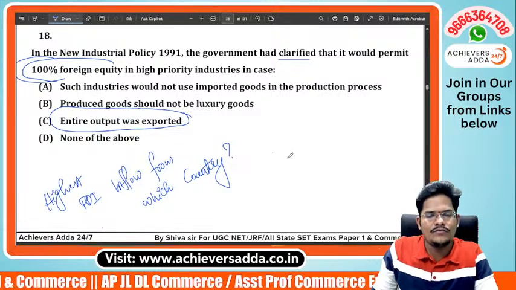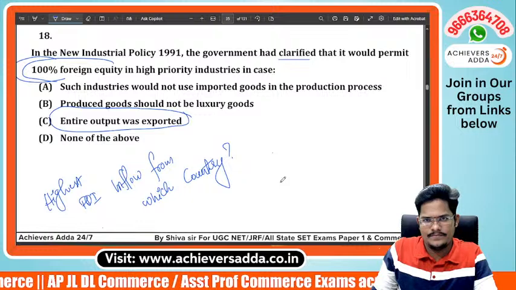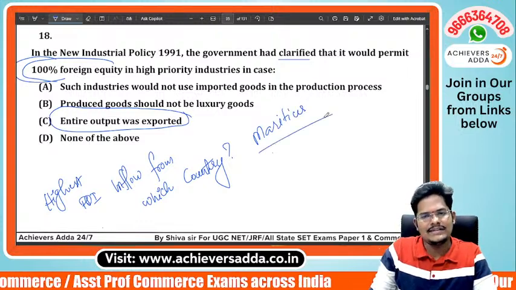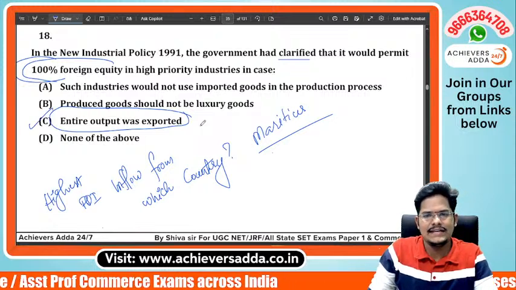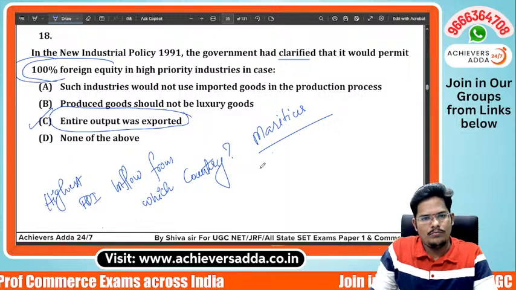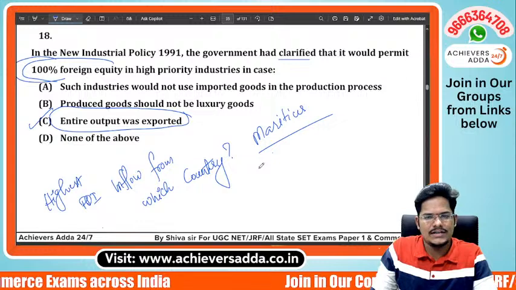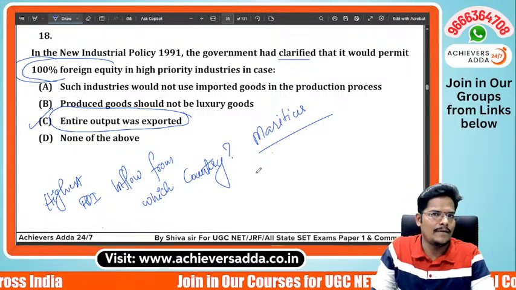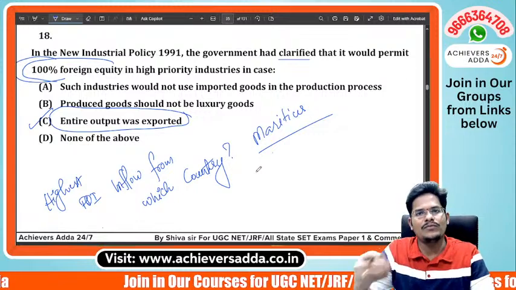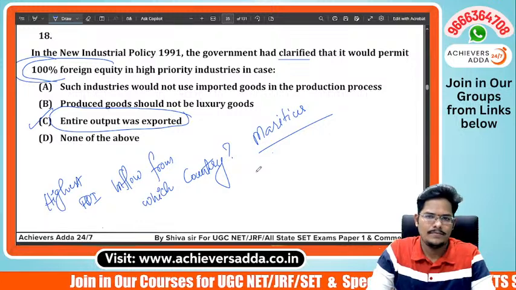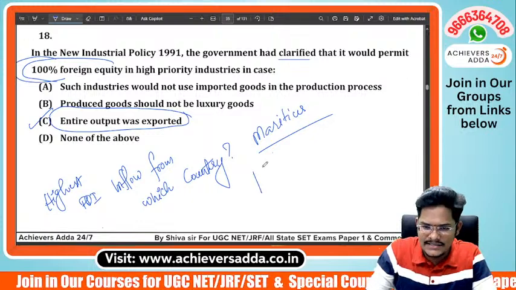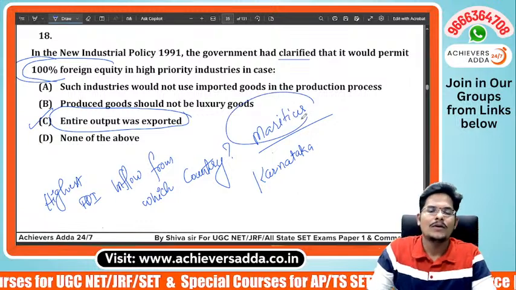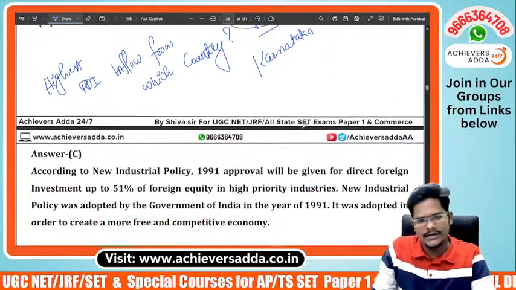So highest FDI inflow is from which country? Singapore was last year. Now it is Mauritius. This answer is C, and this is Mauritius. Mauritius is the largest source of FDI inflow. And highest FDI inflow is there in which state of India? From all over India, in which state is FDI inflow more? Karnataka has the highest FDI inflow state-wise. Country-wise, highest inflow is from Mauritius to India. All right, these two points please remember.